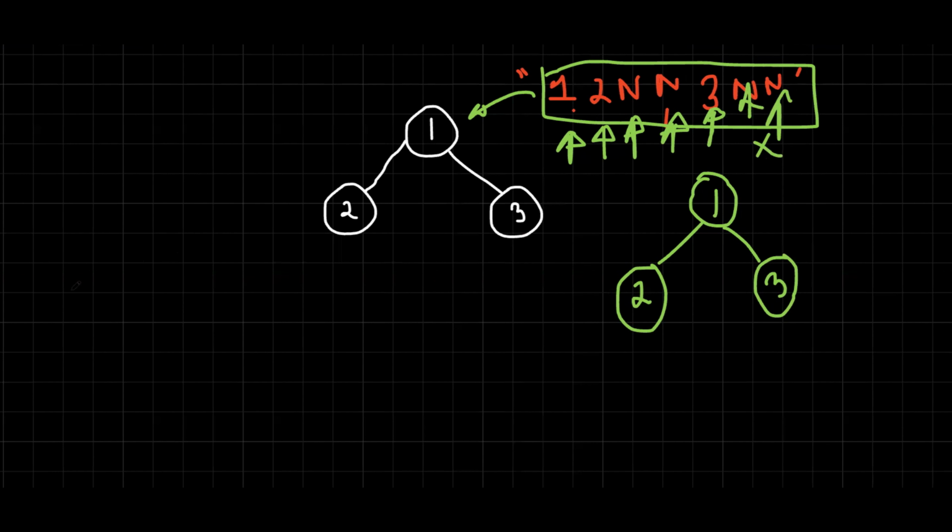So here we have rebuilt the tree by using this serialized string. So this is how the serialization and deserialization basically work in this binary tree. I hope you understood the algorithm. Now let's move on to the code.